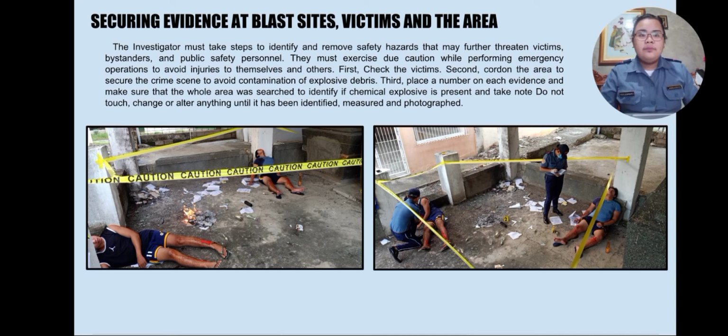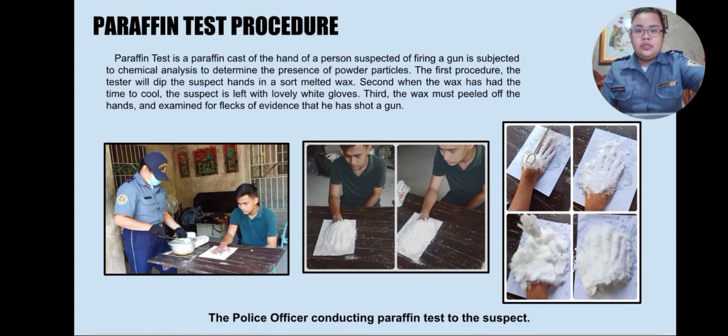So, second, cordon the area to secure the crime scene to avoid contamination of explosive debris. So, third, place a number on each evidence and make sure that the whole area was searched to identify if chemical explosive is present. So, and take note, do not touch, change, or alter anything until it has been identified, measured, and photographed. So, let's proceed to the paraffin test procedure.